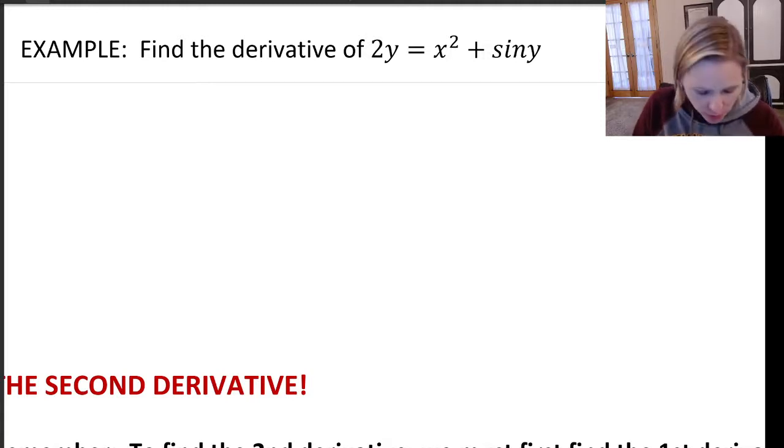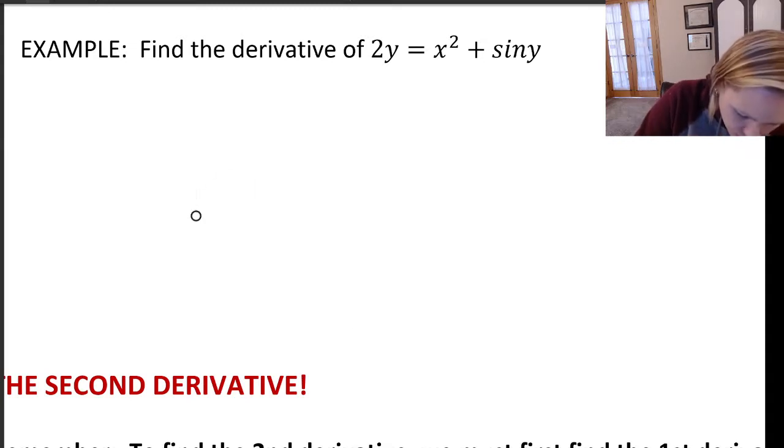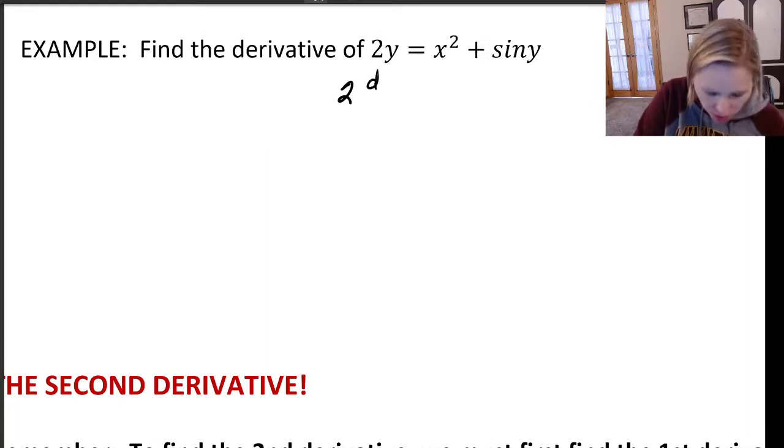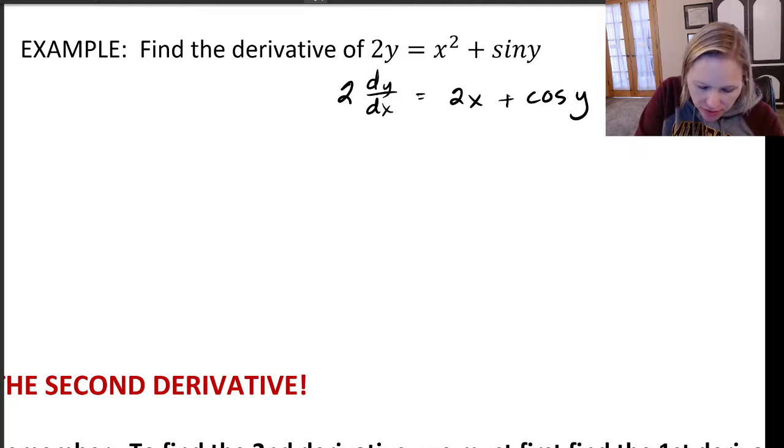So let's try another example. Here we go. We've got the derivative of 2y equals x squared plus sine y. So I'm going to do each derivative separately. The derivative of 2y is just 2, but because it's y, I'm going to put a dy/dx in, because we're differentiating with respect to x. Then I'm going to have 2x. I don't have to do anything there. But then sine of y. This is a great chain rule example. I'm going to take the derivative of sine of y, which is cosine, but because there's a y in the angle, I'm going to then multiply by dy/dx.